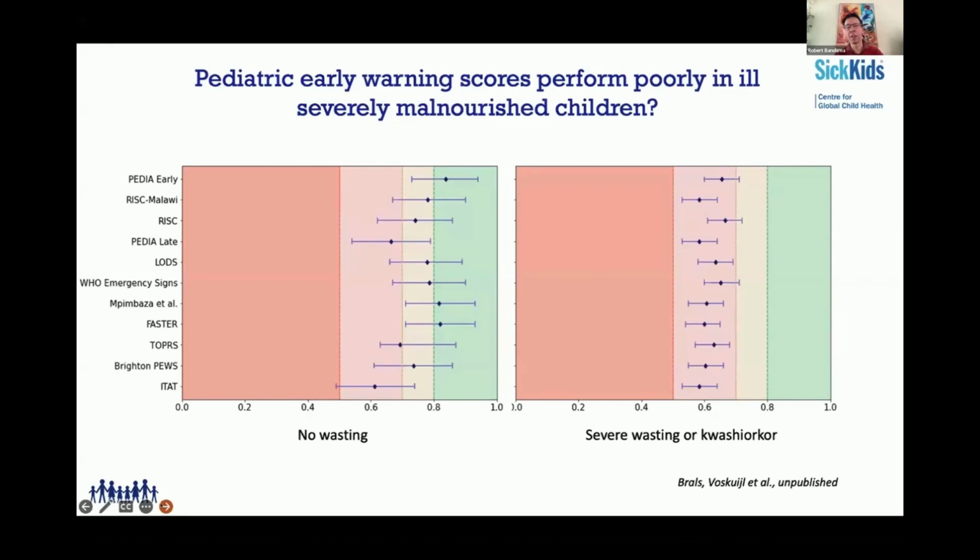So it's clear that these warning scores do not perform well in children with severe malnutrition, and that's what, as clinicians, we've known, or subconsciously or perhaps consciously knew for a long time, that they don't develop the same symptoms. They don't necessarily develop the same degree of respiratory distress if they have a pneumonia. They don't develop the same degree of fever that we would expect in a child with a bacteremia or sepsis. And that really poses a challenge for us in managing these children.